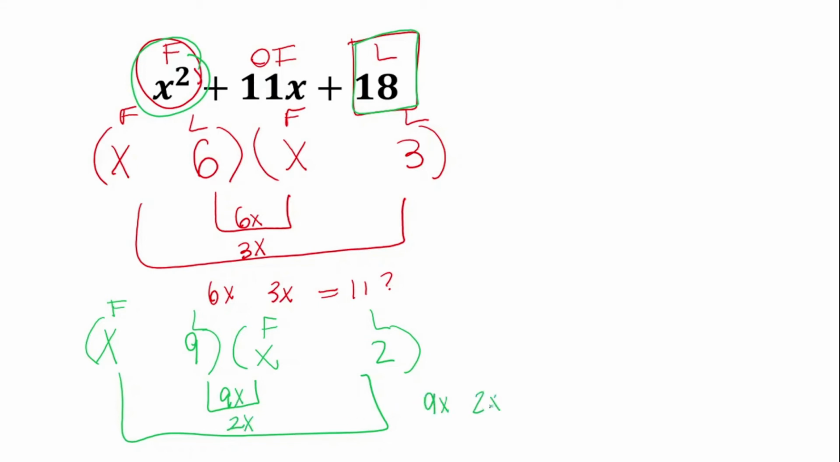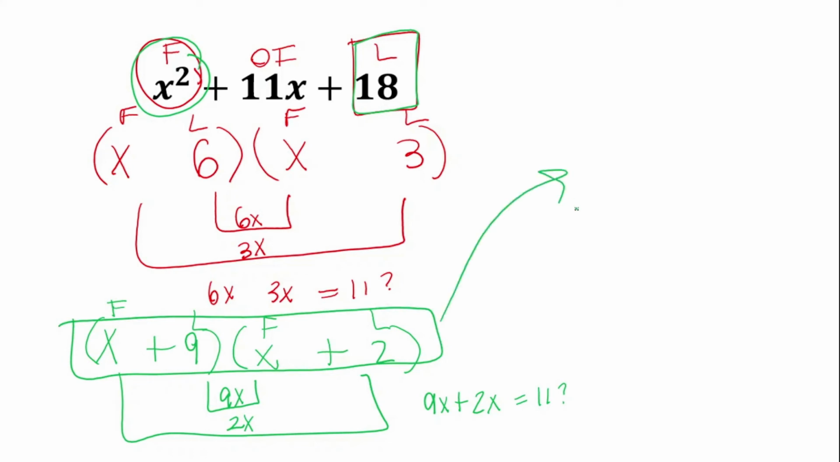9x and 2x. Is there any way we can get 11 from that? 11x? Yeah, if we add both of those numbers, we'll get 11x. So put a plus and a plus, and there it is. There are the factors for this polynomial.